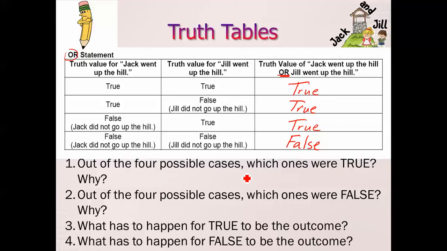So out of the 4 possible cases, which ones were true? Out of the 4 possible cases, which ones were false? What has to happen for true to be the outcome and what has to happen for false to be the outcome? These tables are on your note sheet. This one and the one before are for you to write on and glue into your notes, and then you'll just answer the questions right underneath those.